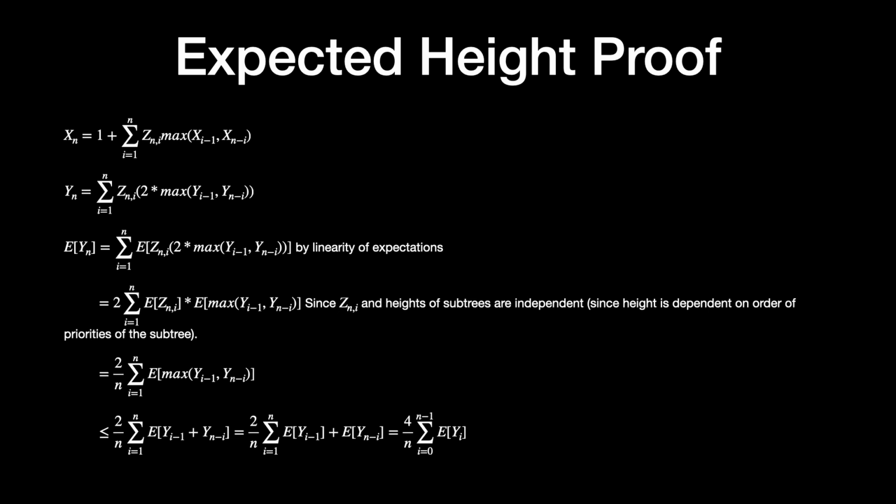Therefore, we can split the expression using this independence. Once we have split the expectation, we can write expectation of z and I as 1 by n. We worked that out in the previous slide. And then we can say that the maximum of yi minus 1, yn minus I is less than the summation of yi minus 1 and yn minus I. That is obvious. And we can split this using linearity of expectations.